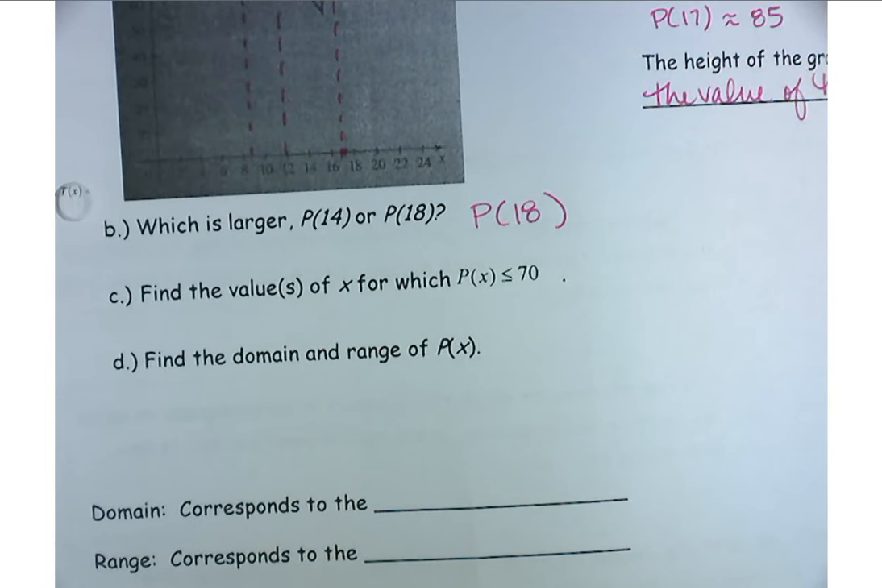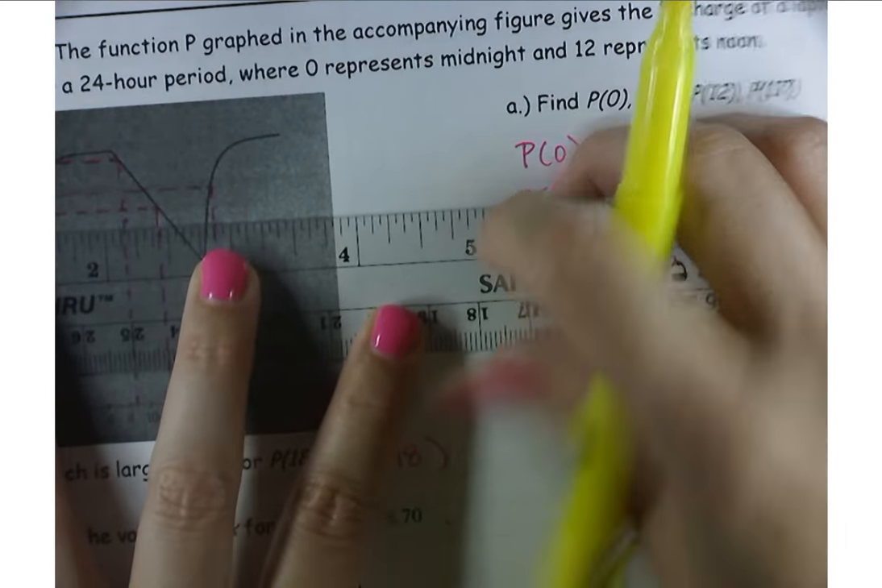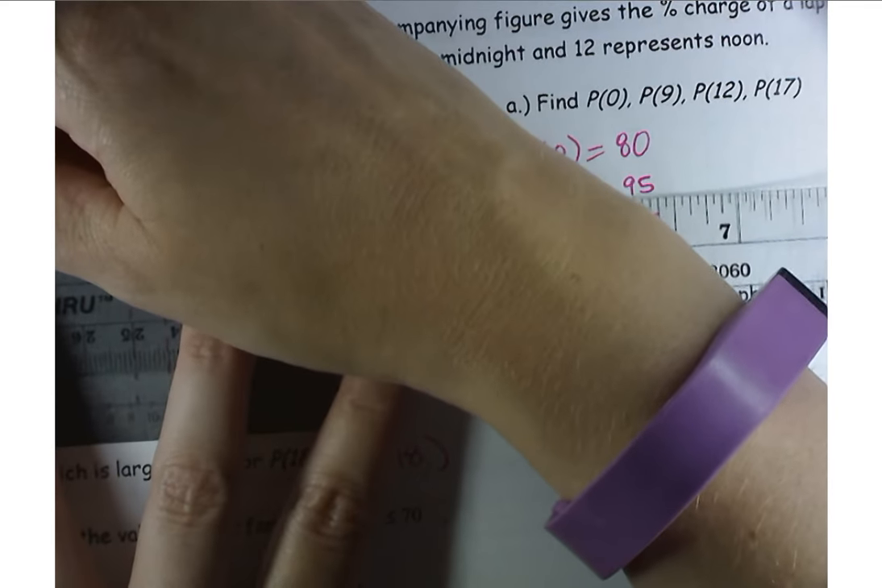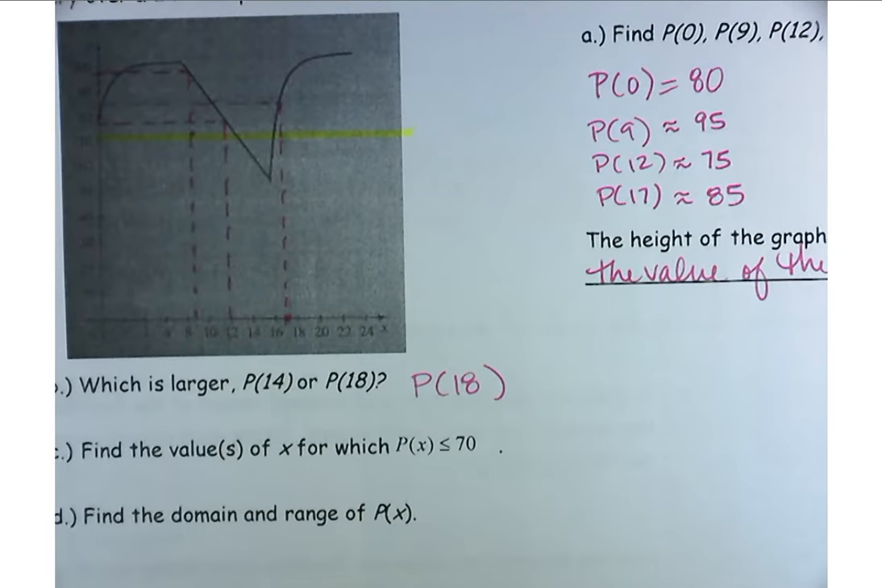And then the next thing we have to do is find the values of x for which P of x is less than or equal to 70. Do you guys have any ideas on how we could do that? Yeah, Logan? Like draw a line where that's 70. Okay, yeah, so that's exactly what I'm going to do. So I'm going to draw a line at 70, which is right here, and then I have to find the x values that coordinate to where it is at or below 70.